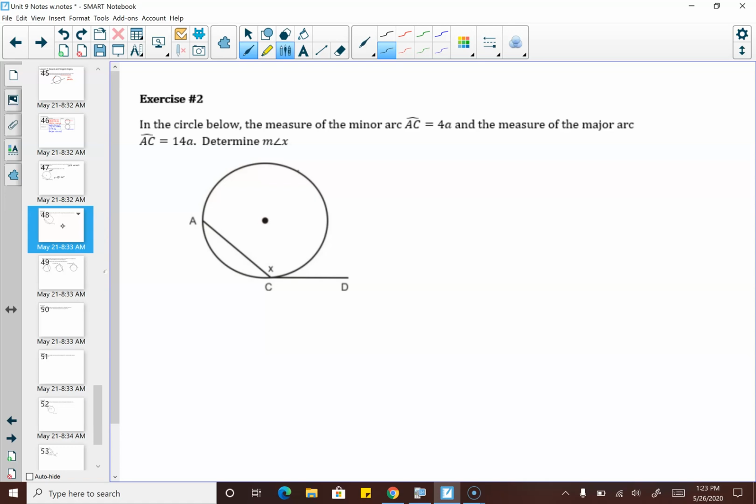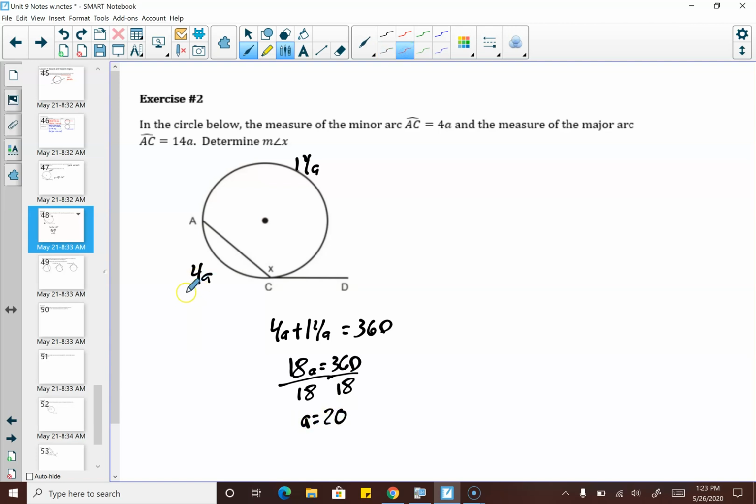Same picture, but now they make us work a little bit more. So in the circle below, the measure of minor arc AC is 4A, and the measure of major arc AC is 14A. And we want to determine the measure of X. Well, first we have to deal with these 2 arcs. Since those 2 arcs make up the entire circle, when we add them together, we're going to get 360. So 4A plus 14A is 18A. Divide both sides by 18, and you get that A is 20.